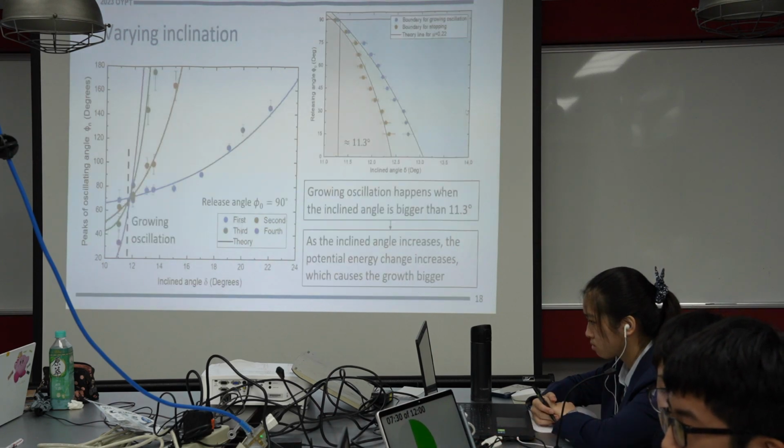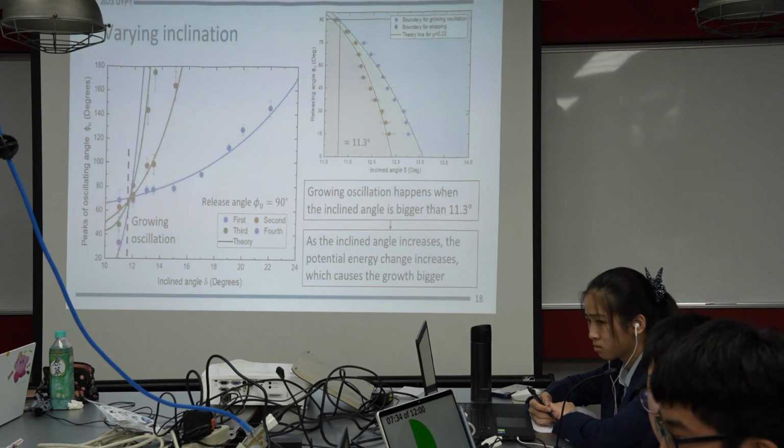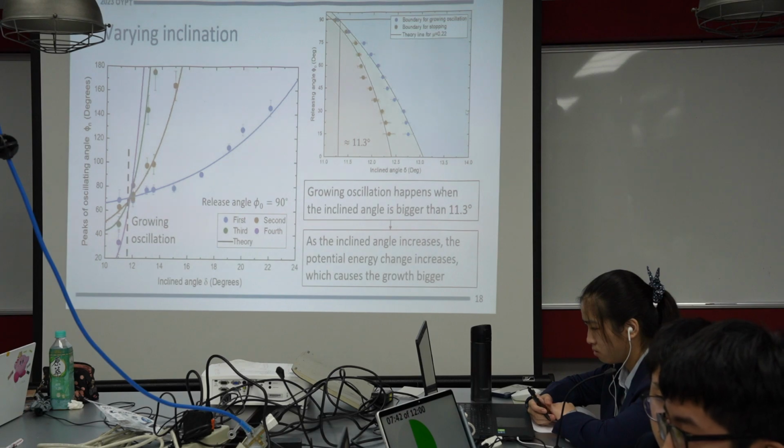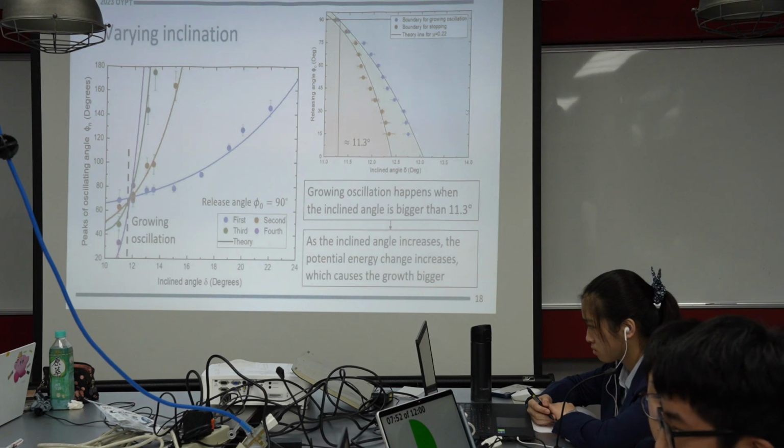Then the second parameter is the inclined angle delta. In this situation, we find out that when the inclined angle increases, the potential energy change will increase, which causes the growth and also the oscillating angle to increase. Then interestingly, we found out that there's a contact point between these 4 theory lines, and this is actually a boundary condition we mentioned previously.